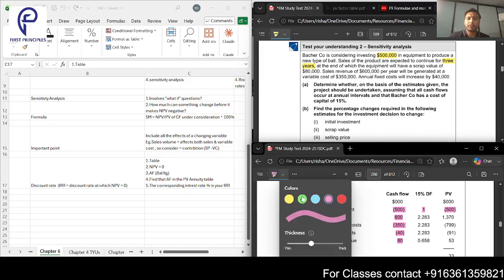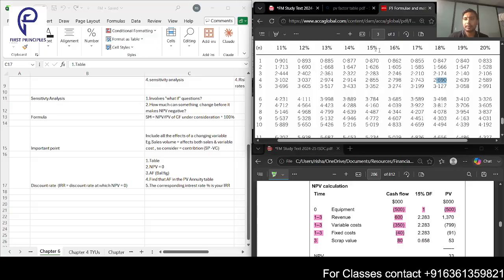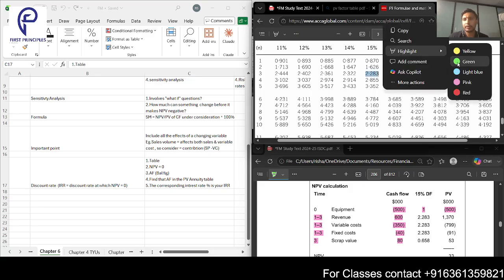Now we have the discount factor. For all these even cash flows, we'll use the annuity factor. So 15% for 3 years. We'll go to the table, we look at 15%, we look at 3 years, 2.283, right?